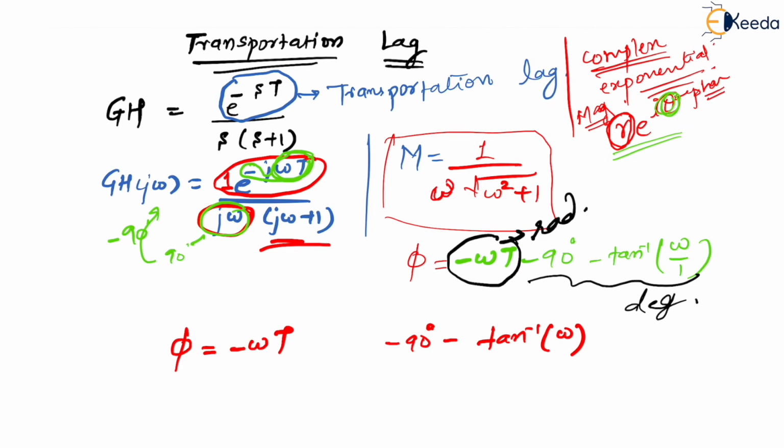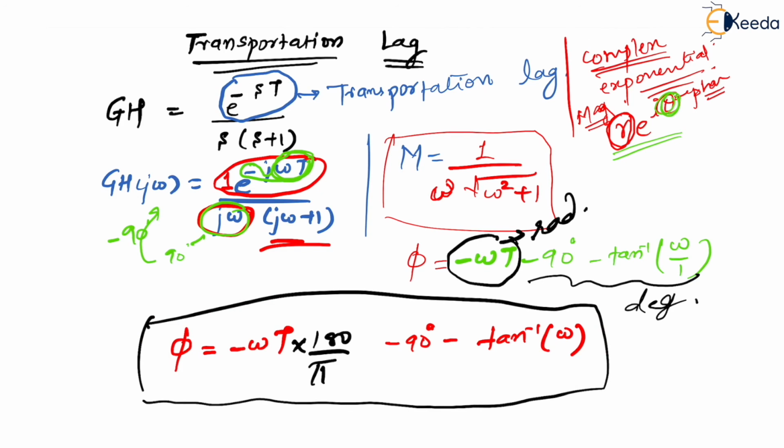So in order to convert it from radians to degrees, what will I do? I will multiply by 180 by pi. That's it. This becomes your phi. Is that correct? Yes.